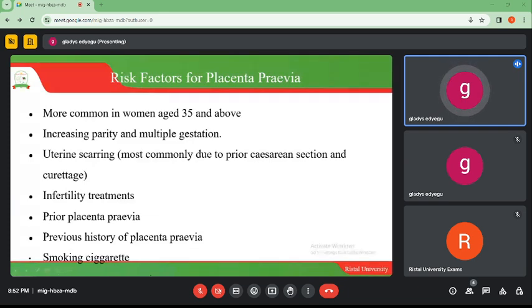Then smoking, cigarettes. We very well know smoking can cause constriction of the blood vessels and can reduce the blood supply to different areas, and this can make the placenta look for another part where it feels suitable to implant, and it can end up implanting itself at the lower segment, causing placenta previa.